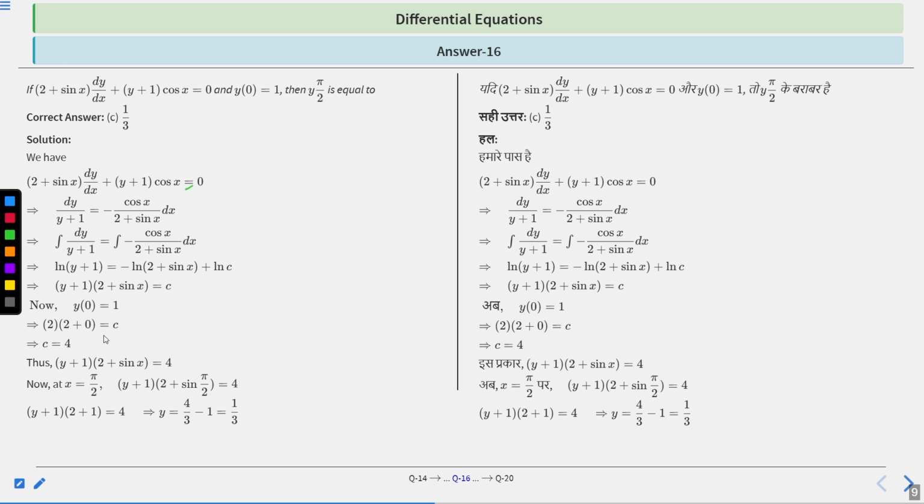Thus, putting the value of c in this equation, we get (y + 1)(2 + sin x) = 4. Now, at x = pi/2, we get (y + 1)(2 + sin pi/2) = 4. Therefore, (y + 1)(2 + 1) = 4, so y = 4/3 - 1, which is equal to 1/3. Clear? Therefore, y(pi/2) = 1/3 is the right answer. Therefore, option C is the right choice. Got it?